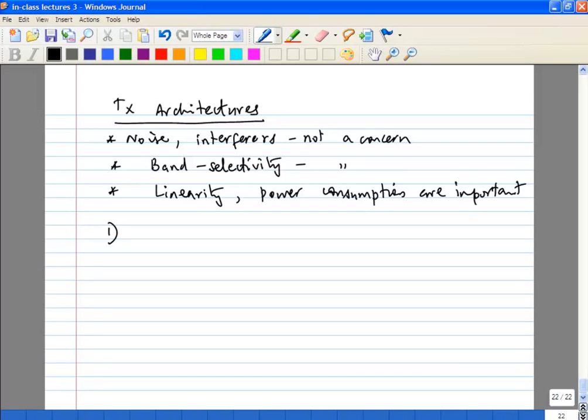Okay. So the first kind of this thing is the direct conversion, also called the homodyne Tx.